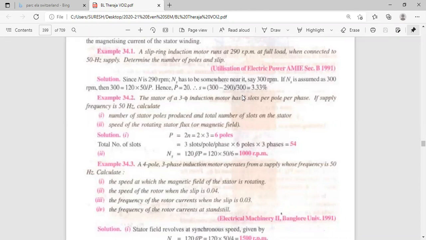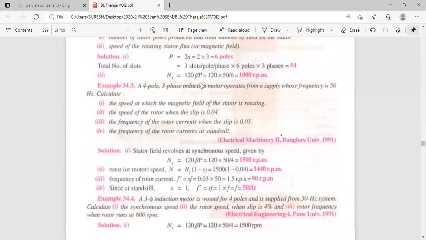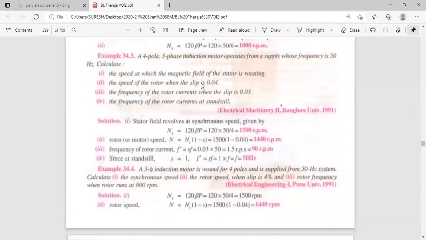Any doubt in the first problem? Okay. No, sir. Now come to the next problem. Example 34.3. See the problem. Read the problem. Please read, don't write. Already the soft copy is with you. Read the problem.